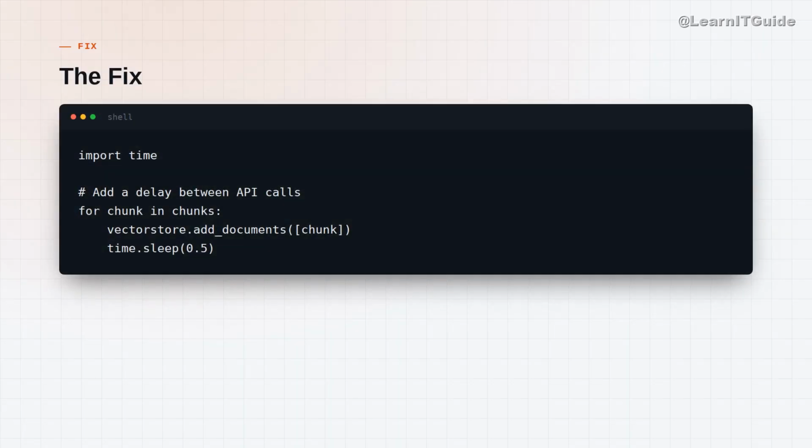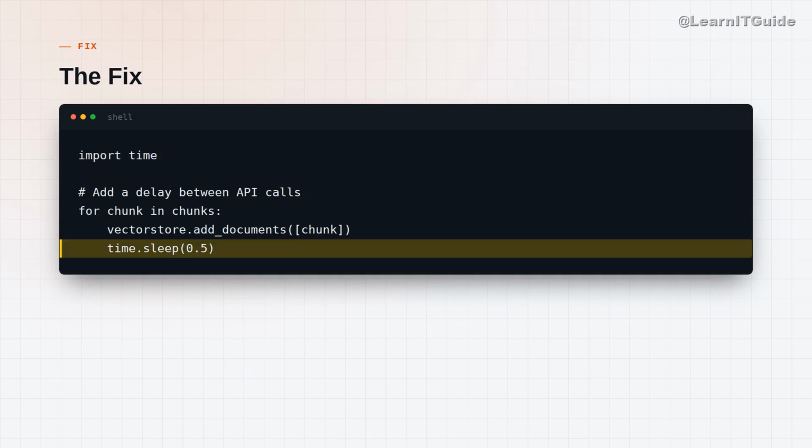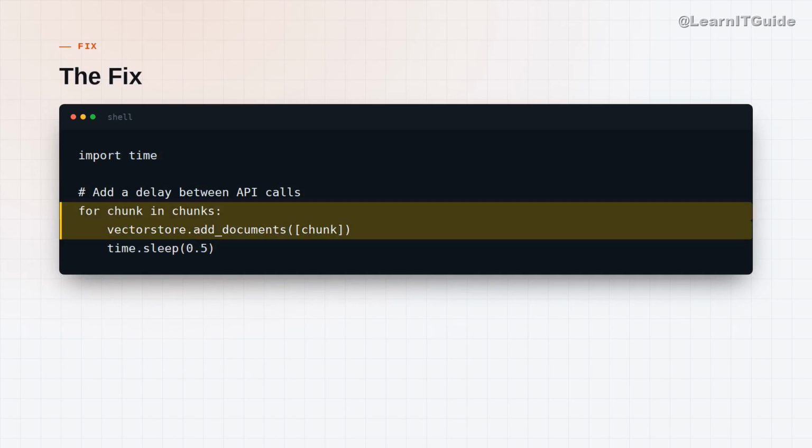The fix is to implement a throttle. We use the time library to introduce a half-second delay between processing each chunk. This ensures we stay within the API limits while still getting our data indexed reliably. It is simple, but it saves your production pipeline from failing.